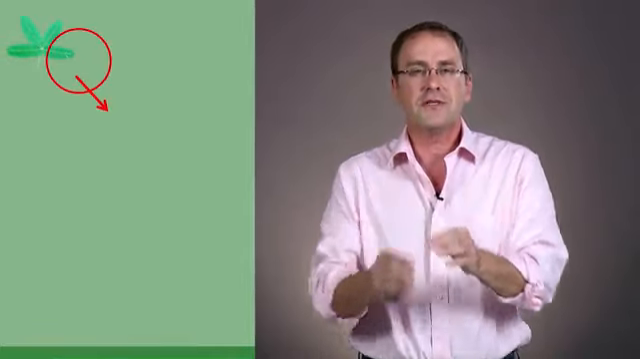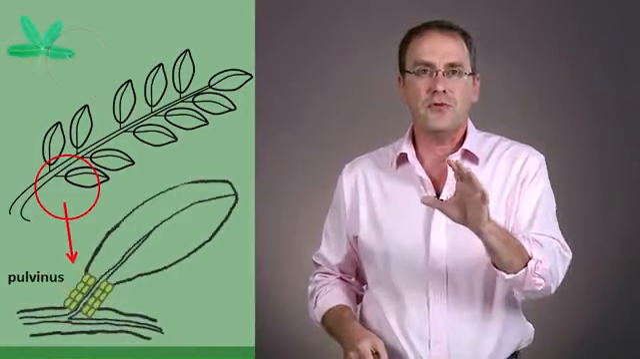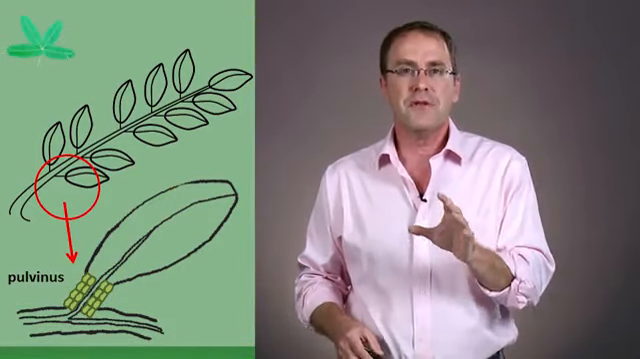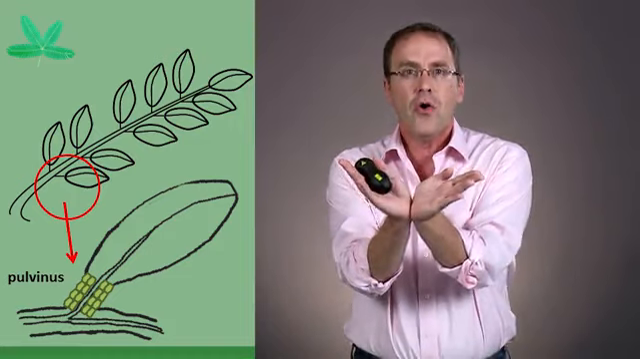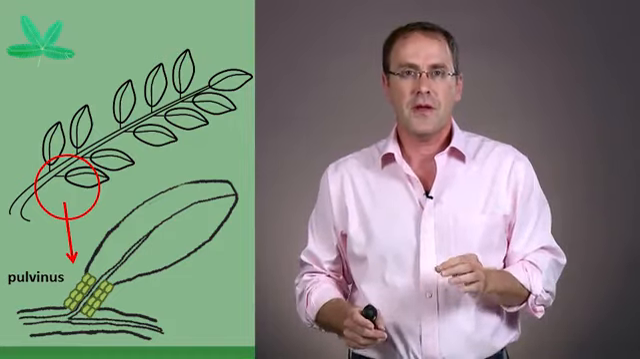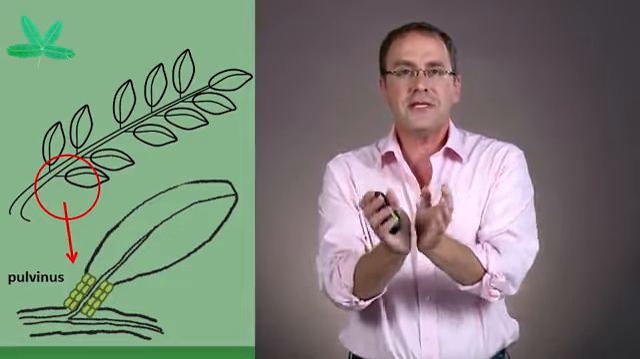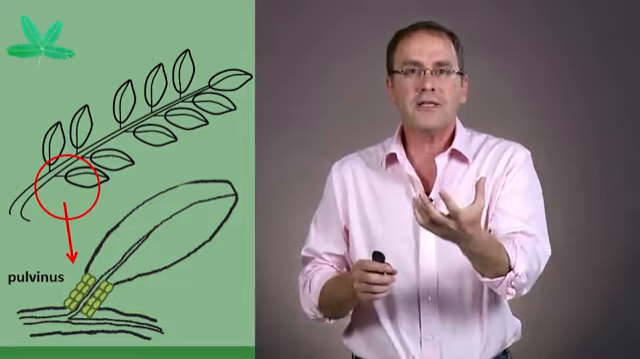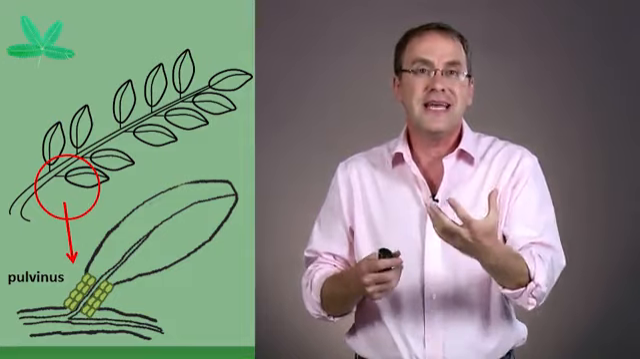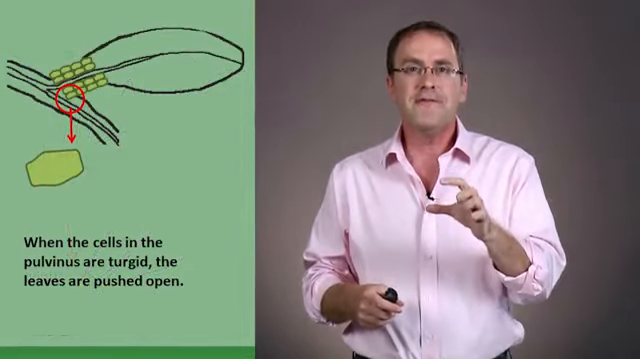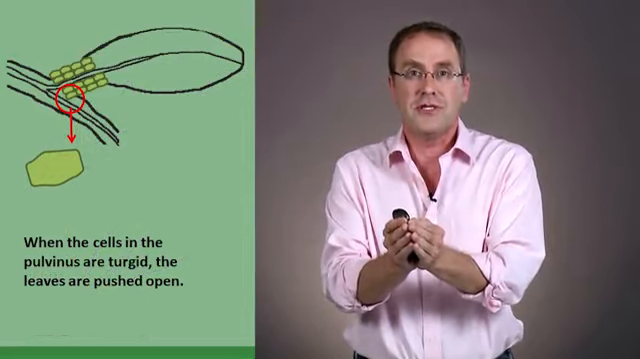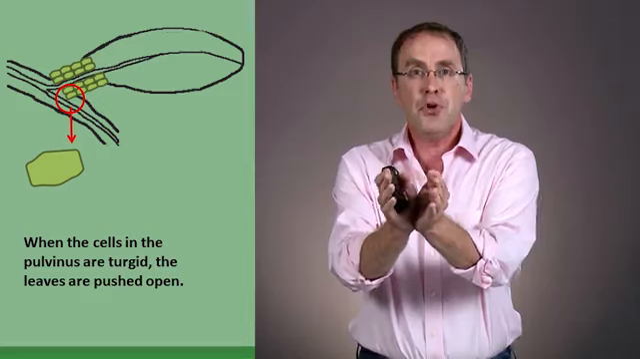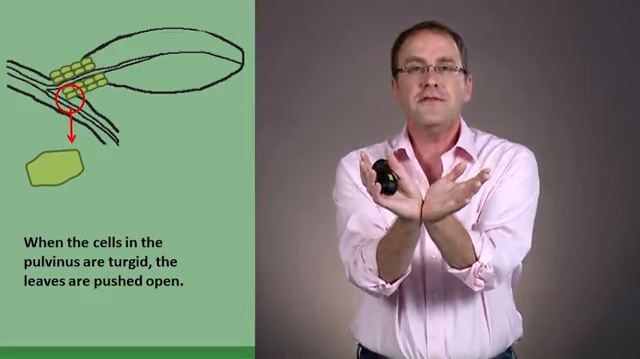At the base of the leaflets that close is an organ called a pulvinus, or in the plural, pulvini. The pulvinus is the motor organ which opens or closes the leaflets. The basis of the opening or closing is the change of the water amounts in these cells. When the pulvinus cells are turgid, when there's a lot of pressure within the pulvinus, this pushes the two leaves open.